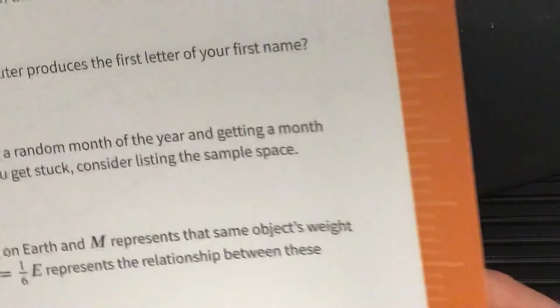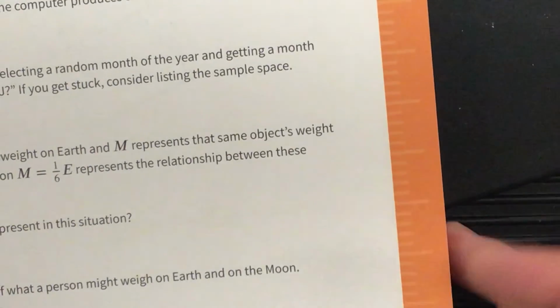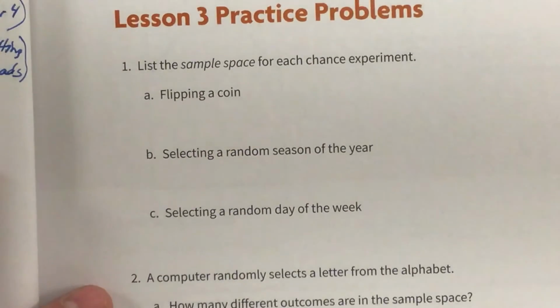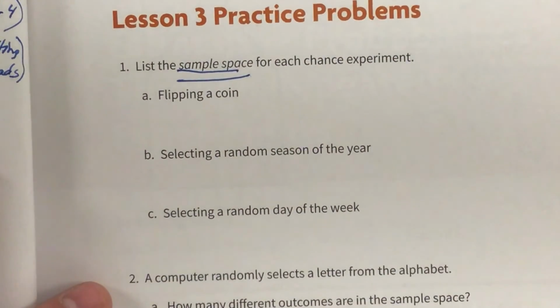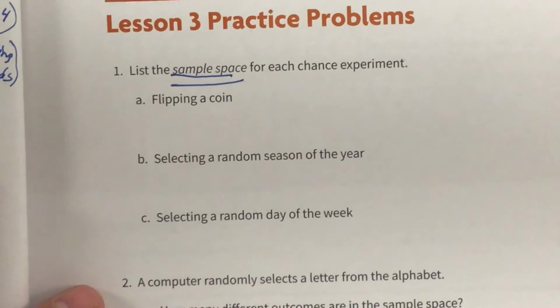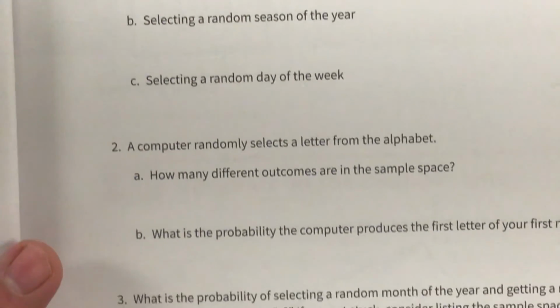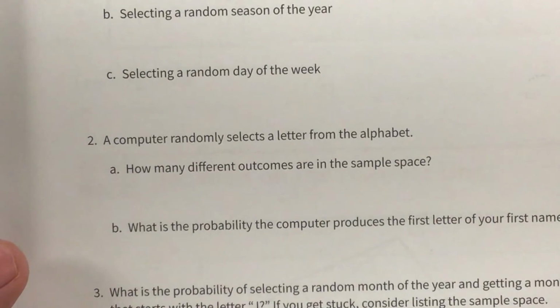All right, take a look at the homework. Top of page 25, on to page 26. Again, the first one, guys, it is not asking you for probability. Sample space, that means you have to write them out. Write out all the possible outcomes, that's all you're doing. Question number 2, it's asking about the alphabet again. I'm assuming you can handle that.